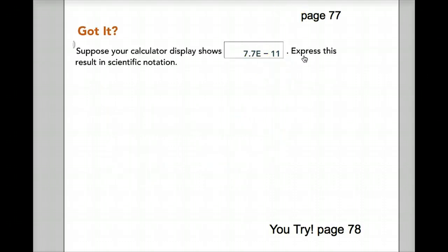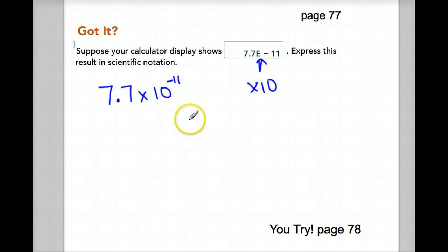Alright, Got It, page 77. Suppose your calculator display shows 7.7e to the negative 11th. Express this result in scientific notation. Well, this e right here just means times 10. So scientific notation would be 7.7 times 10 to the negative 11th. And this is written in scientific notation because we have an integer as our exponent. It's times 10, and we have a number between 1 and 10 as our first factor.